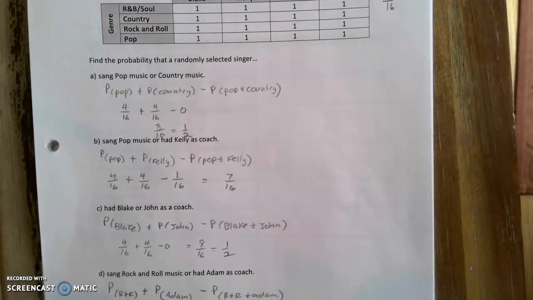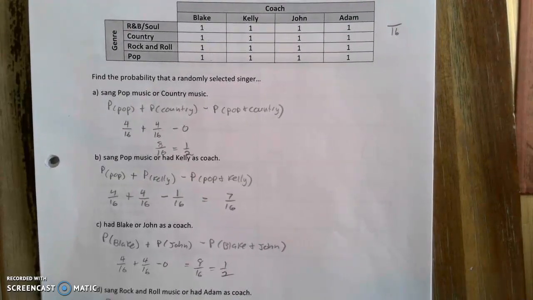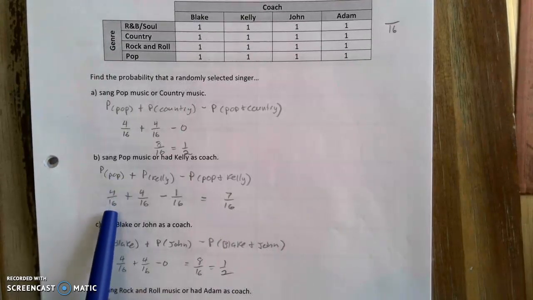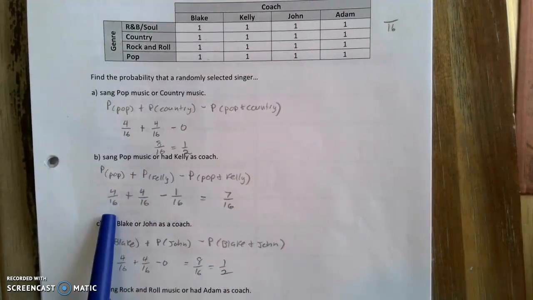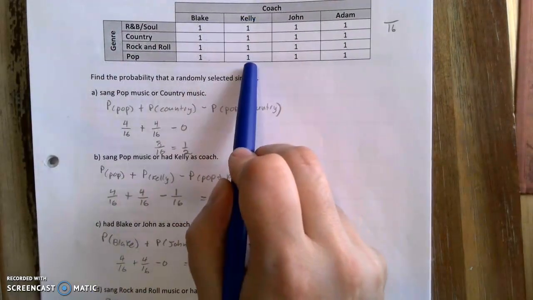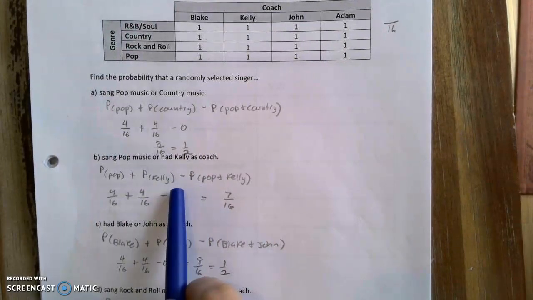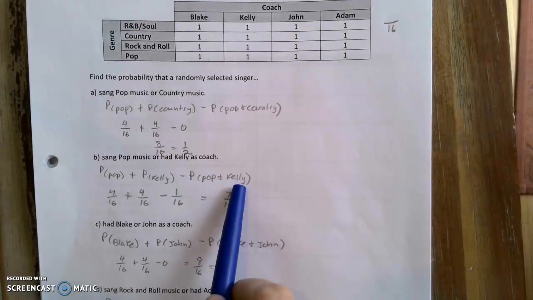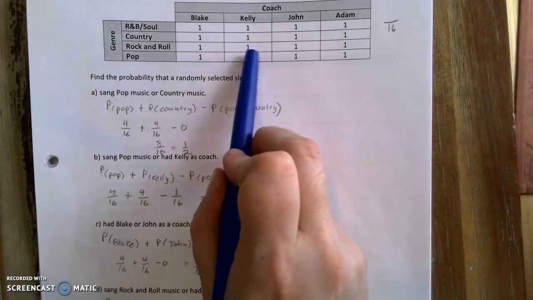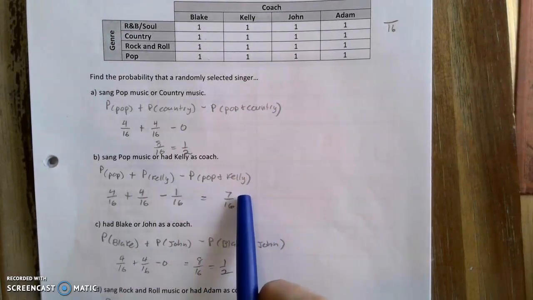Okay, let's think about sang pop or had Kelly as a coach. So probability of pop we already established was 4/16 before. Kelly has 4 people, so she's 4/16, but we need to subtract off someone who's pop and Kelly. So 1 out of 16 here, this person, we need to subtract off because we counted them twice. So really it's 7/16.